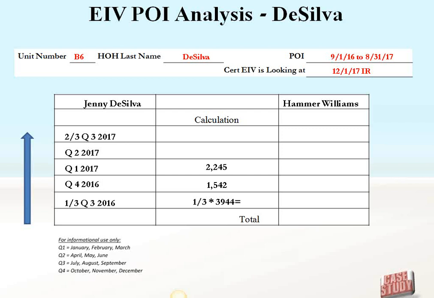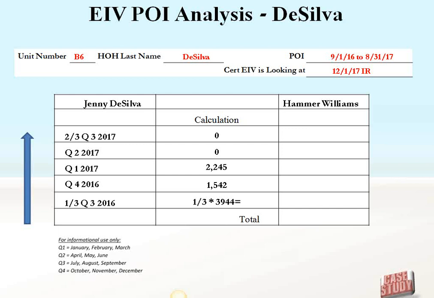What did she earn in quarter 2 of 17 from Hammer Williams? Nothing. You put 0. She didn't earn anything from, remember, we're isolating each income source on the table for good reason that you'll appreciate here in about 20 minutes. What did she earn in quarter 3 of 17 from Hammer Williams? 0. All right, so you're going to take 2/3 of 0, which is 0, right?